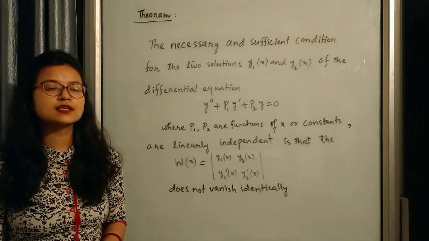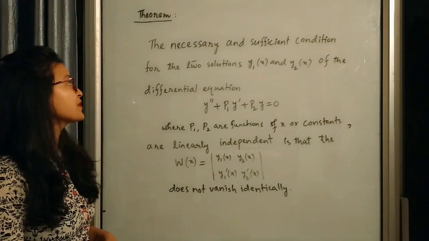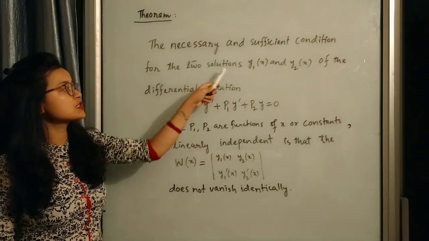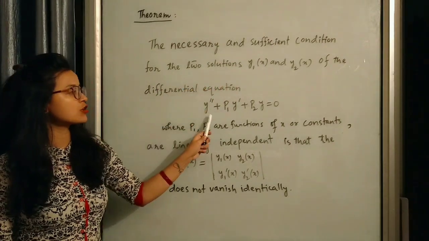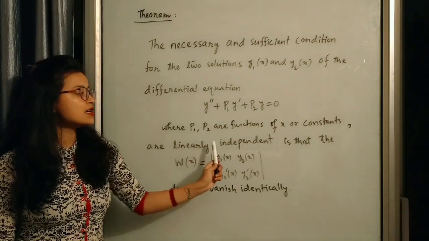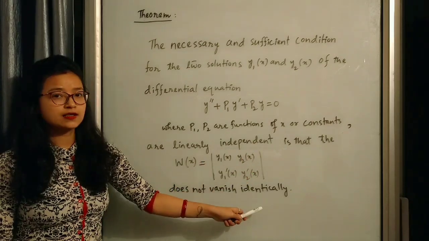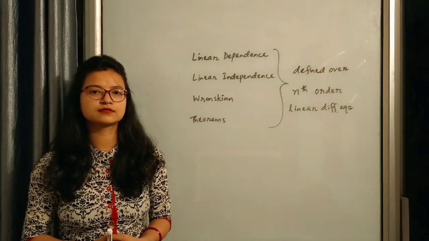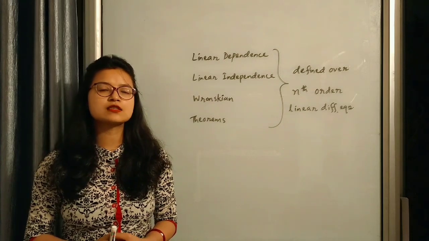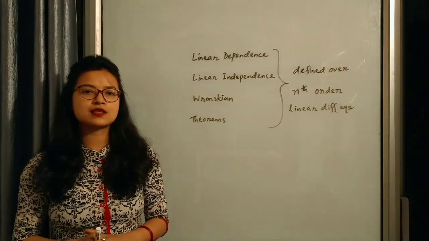Let us look at another theorem relating to the linear independence of solutions of a differential equation. This theorem states that the necessary and sufficient condition for the two solutions y1(x) and y2(x) of the differential equation of this type, where p1 and p2 are functions of x or constants, to be linearly independent, is that the Wronskian does not vanish identically. Though we have defined the linear dependence, independence and Wronskian as well as the proofs only for the second order differential equation, those can be extended up to nth order differential equation also.